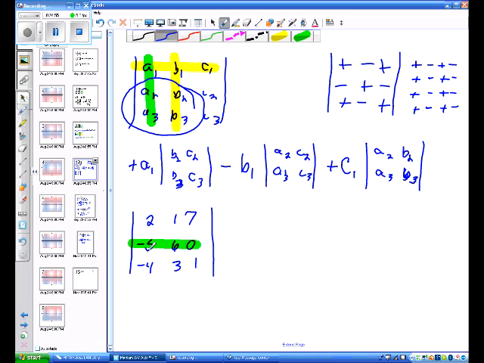Now, as I deal with this row, this first number, its position is a negative. So I'm going to put minus, and then whatever my number is, which is -5.